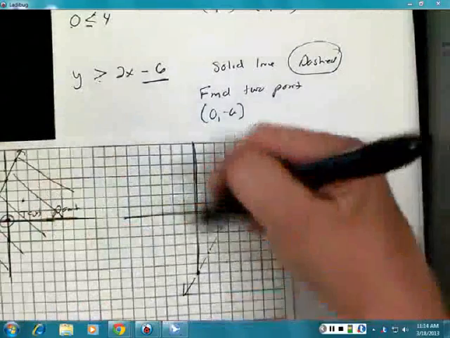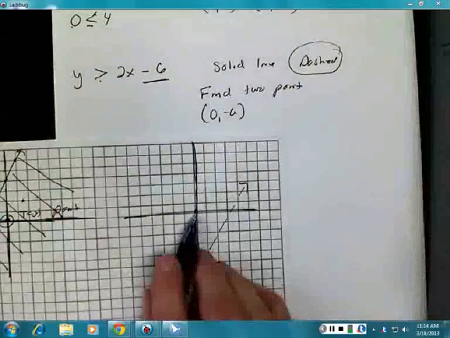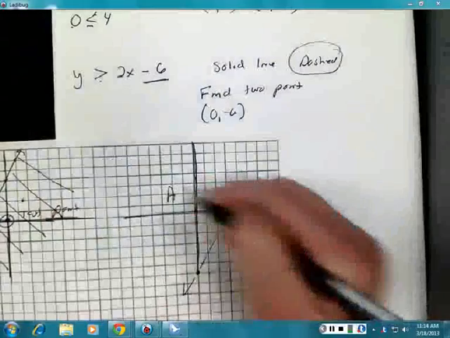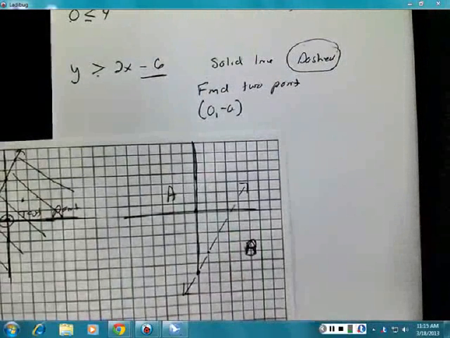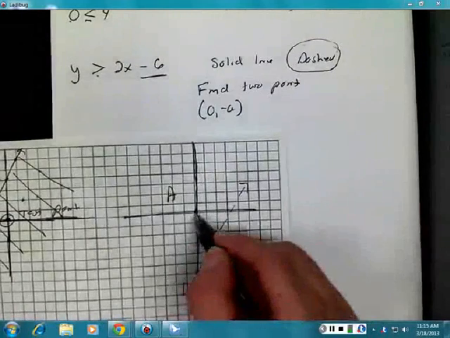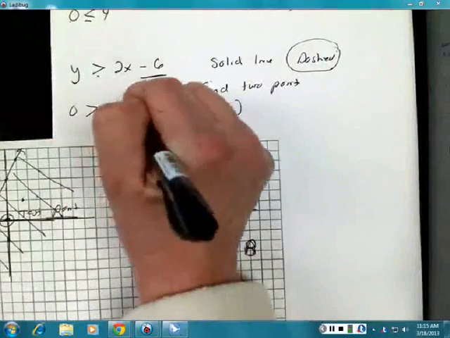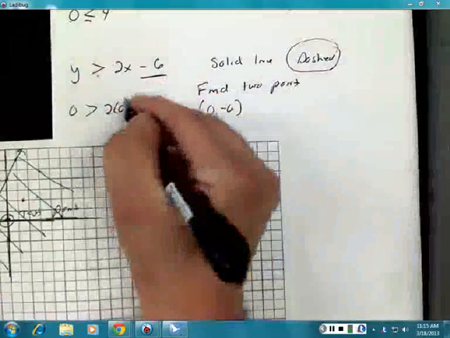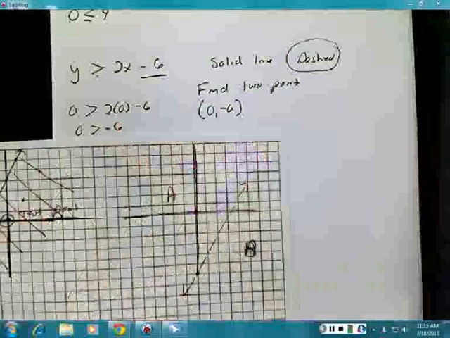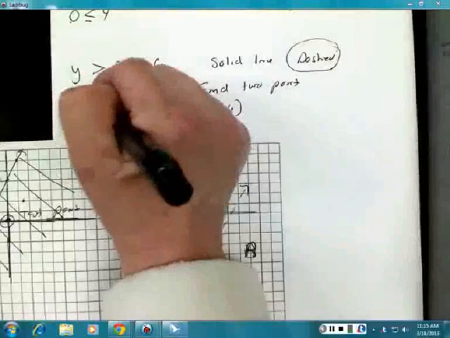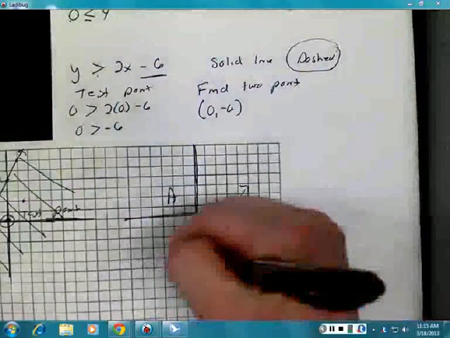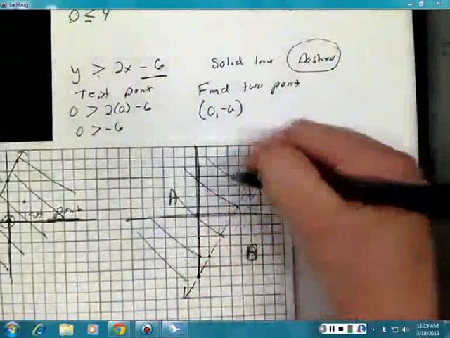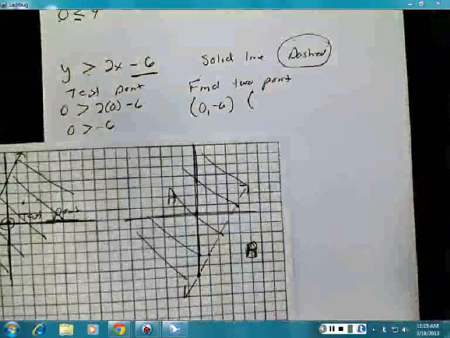And where am I going to shade? Greater than is above the line, but let's double check it and make sure, because here's my test point. On Hawks it'll say A or B. It'll ask you to pick what side gets shaded, and as soon as you pick what side, it'll automatically shade it for you. So what side is going to get shaded? Here's my test point. 0 is greater than 2 times 0 minus 6. 2 times 0 is 0, so is 0 greater than a negative 6? Is that true or not true? Yes or no? It is true. So this is the side that gets shaded, so I would pick A.